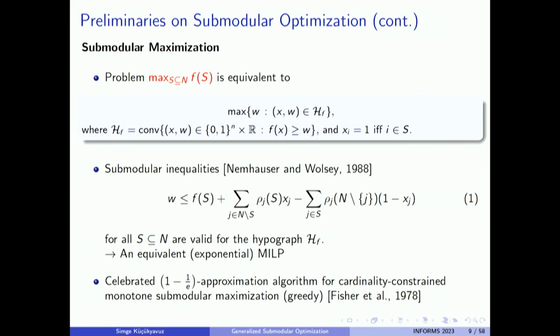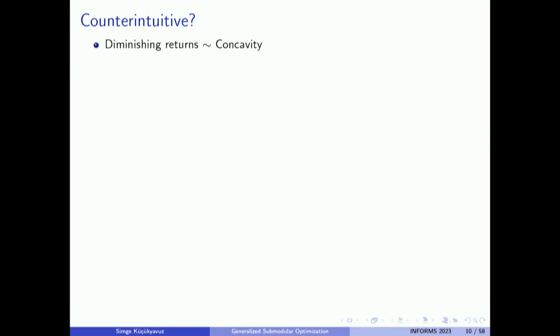There's a very well-known, celebrated approximation algorithm, a 1 minus 1 over e, like 63 percent, approximation algorithm for cardinality constraints. It has some generalizations to knapsack constraints as well, for monotone submodular maximization. And that's also a greedy algorithm. But again, that's an approximation algorithm. We'd like to think about exact methods and integer programming based, exact optimal solutions.